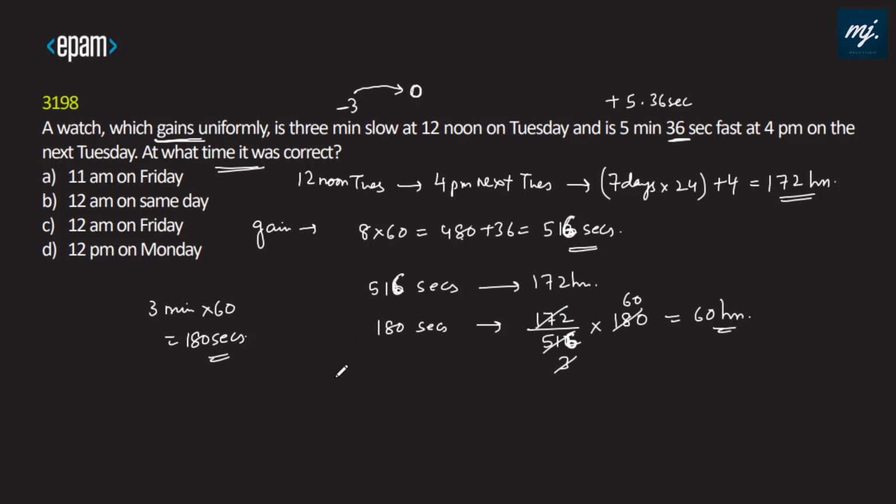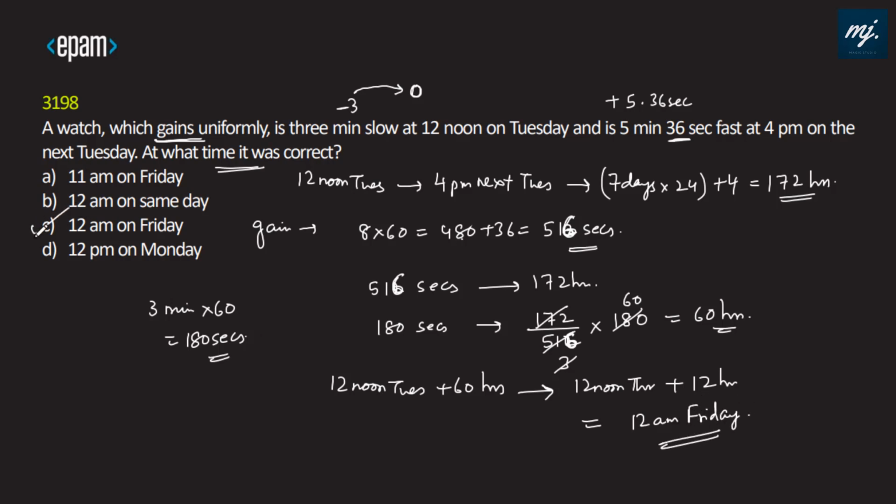That is 60 hours. That means 12 noon Tuesday plus 60 hours, the clock would be at the right time. 60 hours means 24 plus 24, so Tuesday, Wednesday, Thursday. It is 12 noon Tuesday, Wednesday, Thursday plus 12 hours. That means it would be 12 a.m. Friday. Option C fits in.